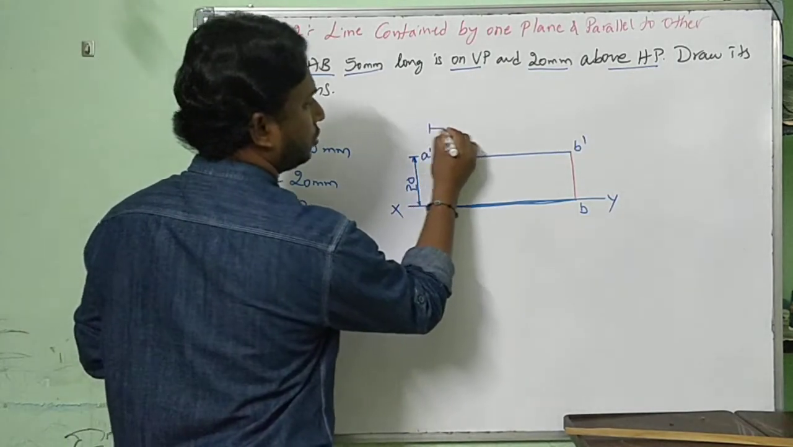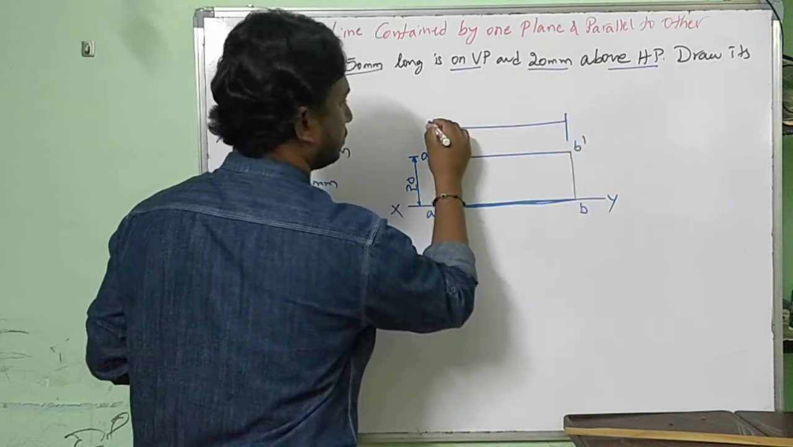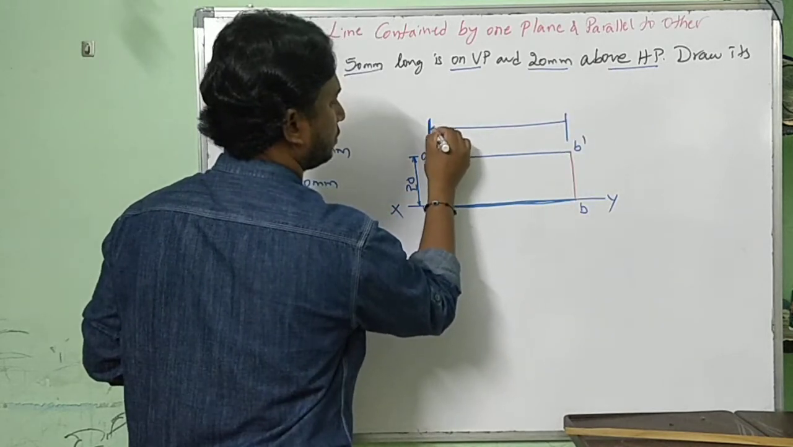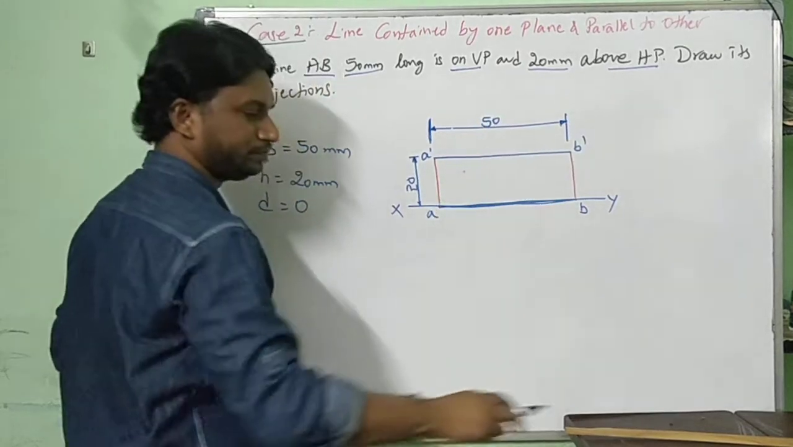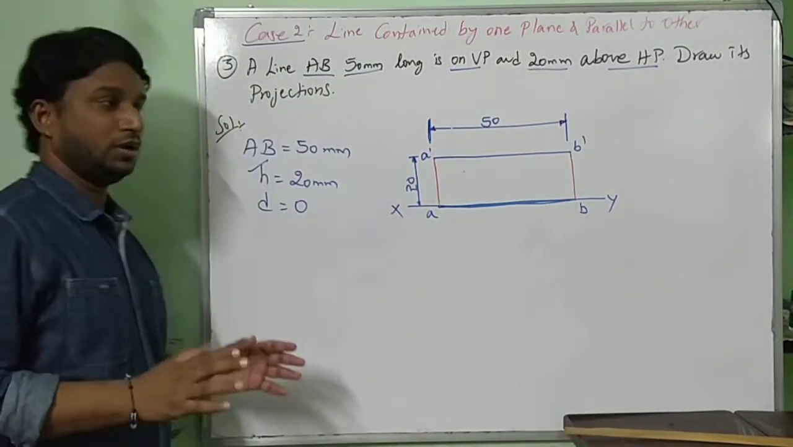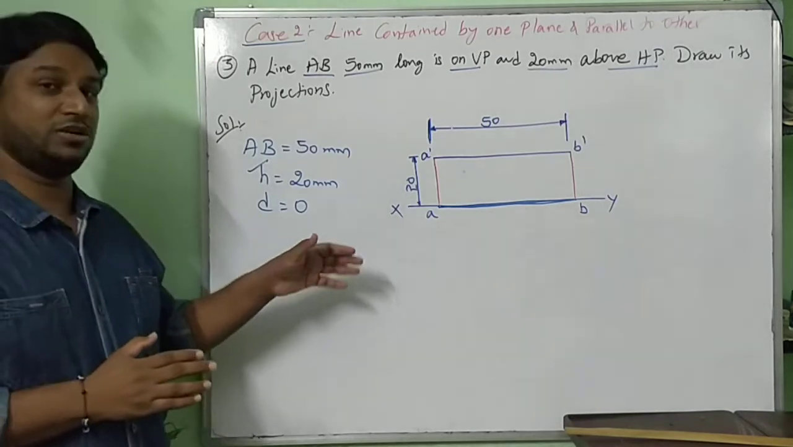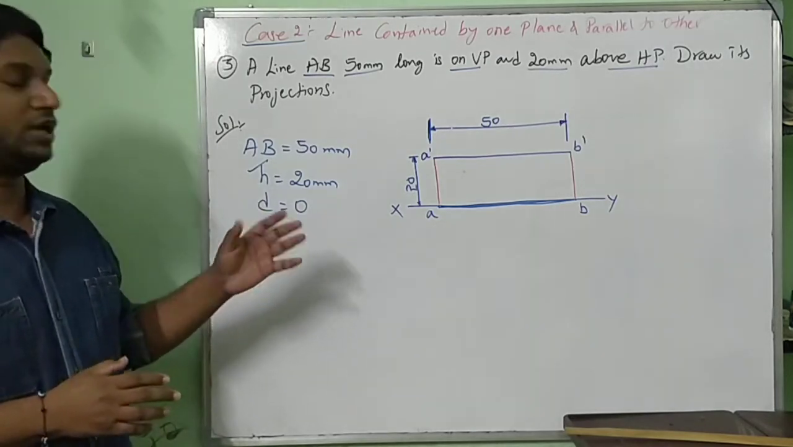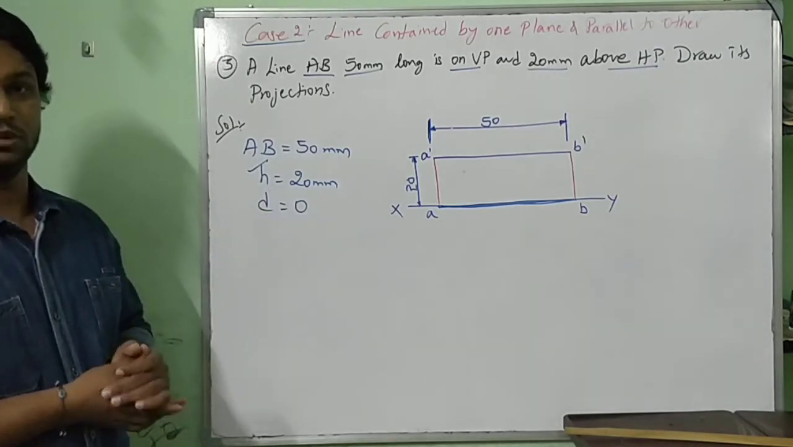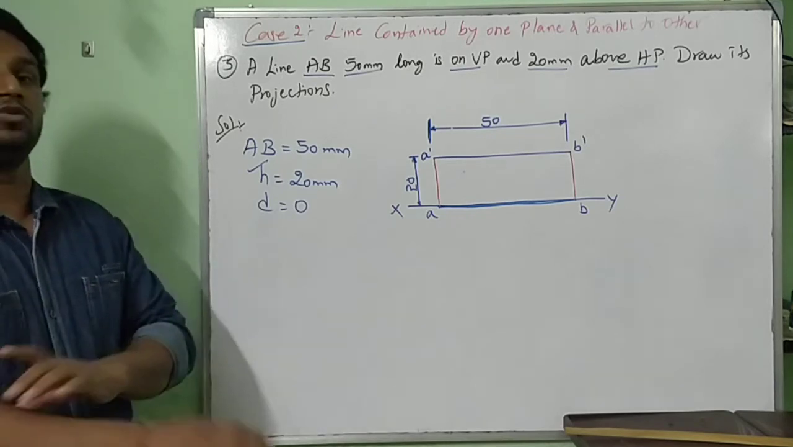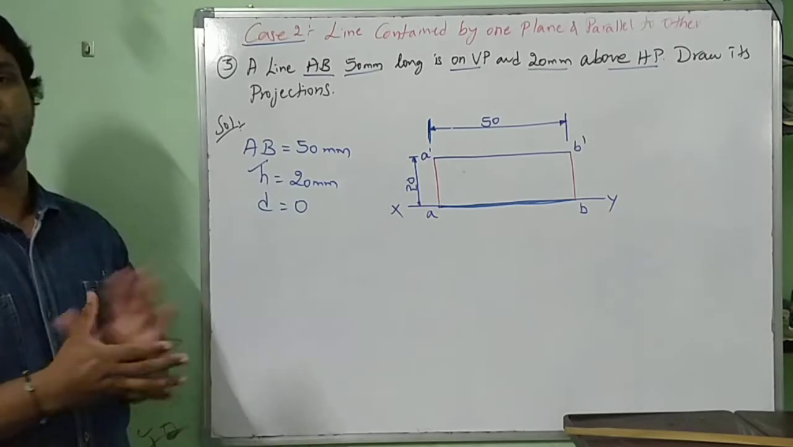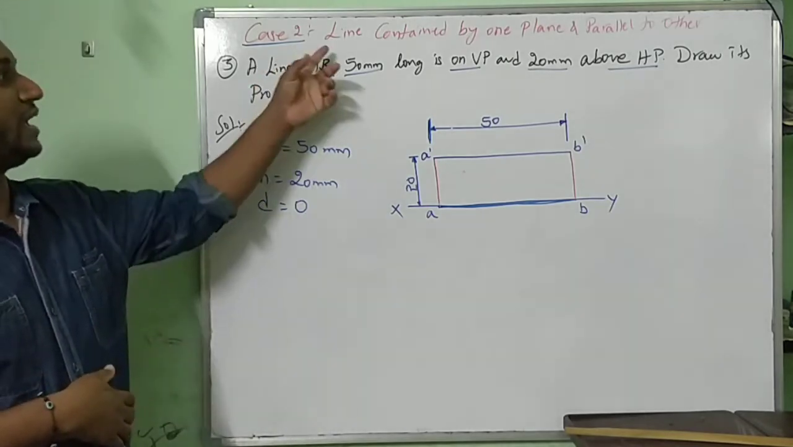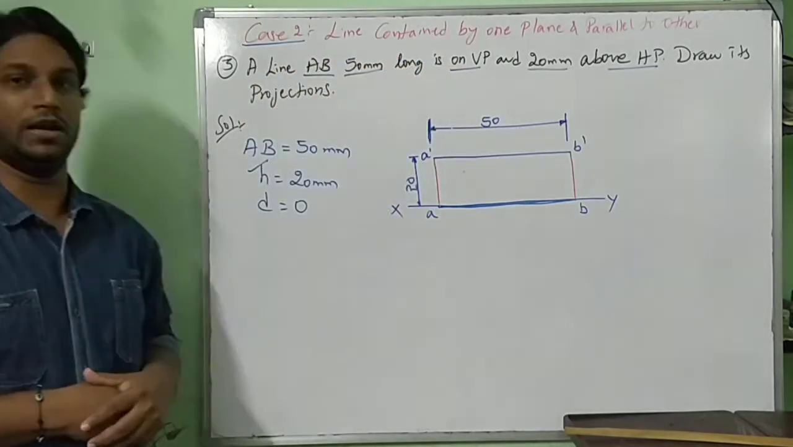Now show the dimension of the original line length as 50 mm. Simple. If you compare this answer to the previous problem number 2, they will be opposite. If you realize that they are opposite, that shows that you have gained knowledge of drawing projections of straight lines with the case line contained by one plane and parallel to the other.